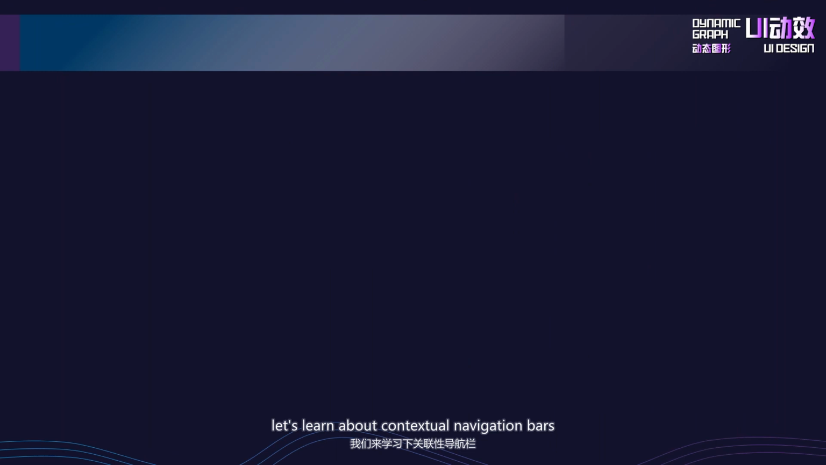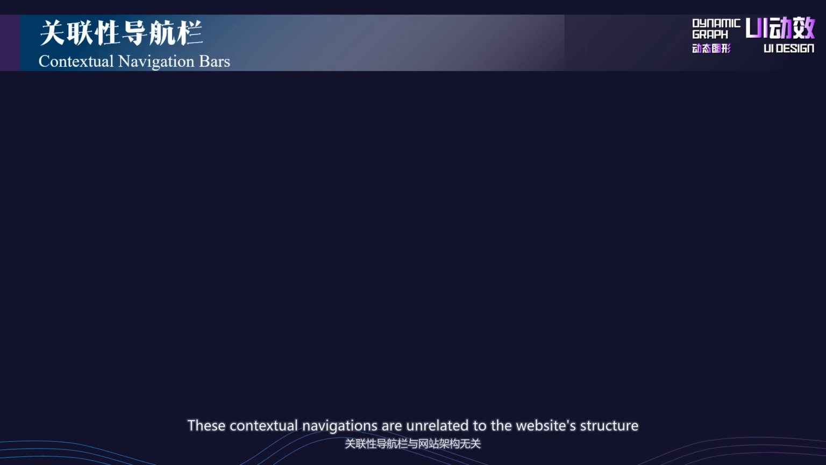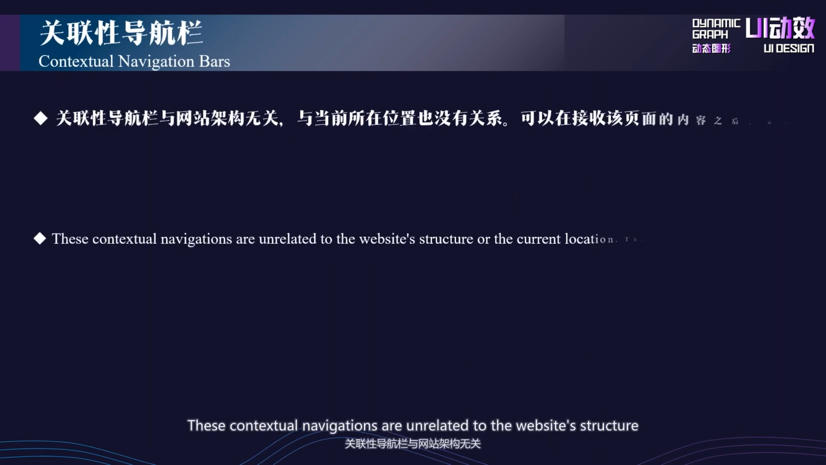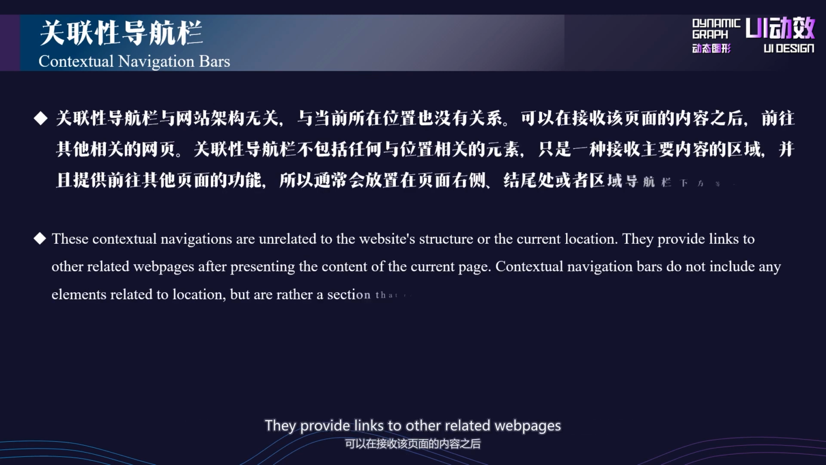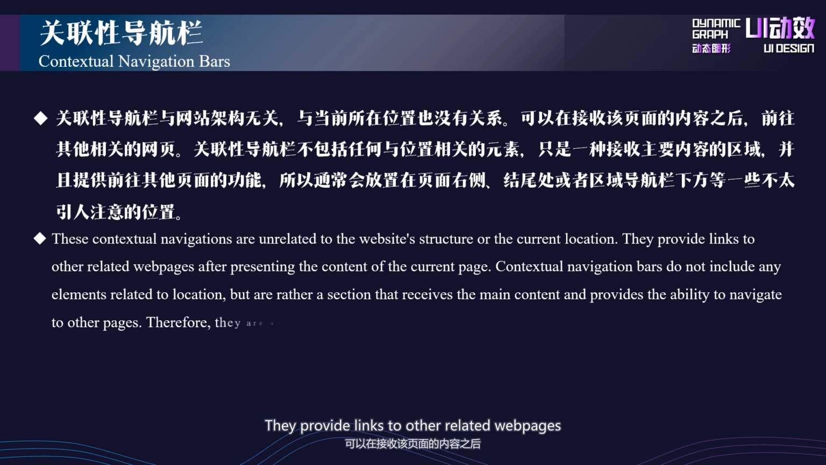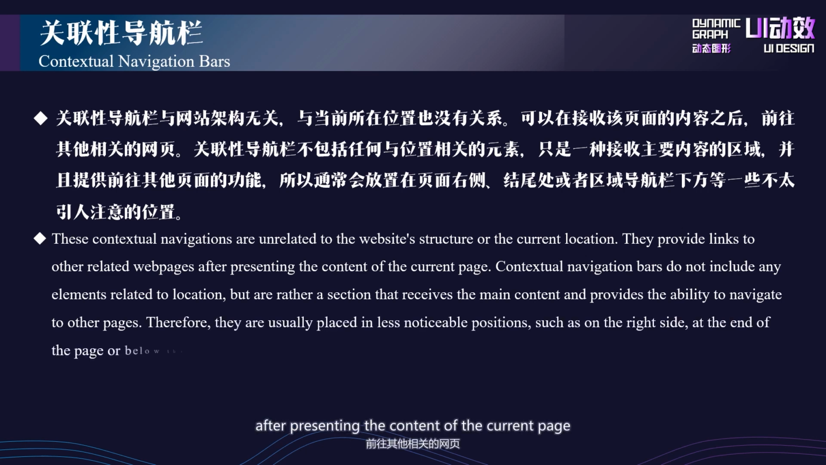Lastly, let's learn about contextual navigation bars. These contextual navigations are unrelated to the website structure or the current location. They provide links to other related web pages after presenting the content of the current page. Contextual navigation bars do not include any elements related to location, but are rather a section that receives the main content and provides the ability to navigate to other pages.